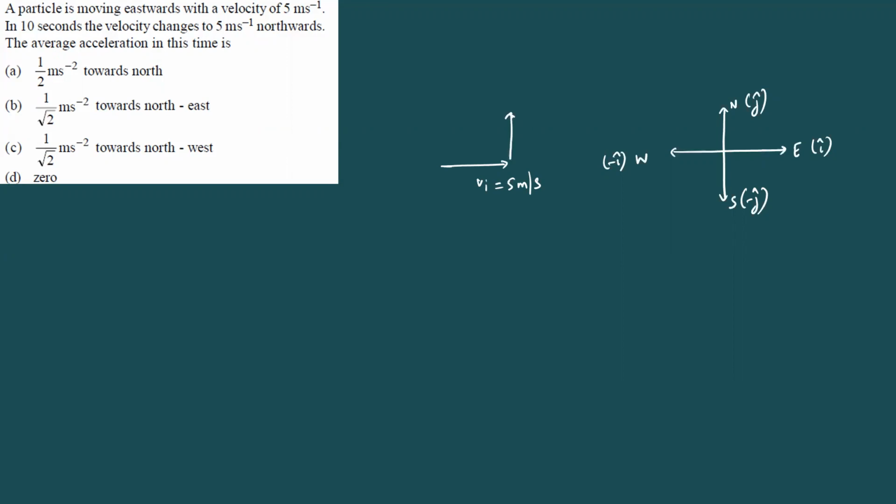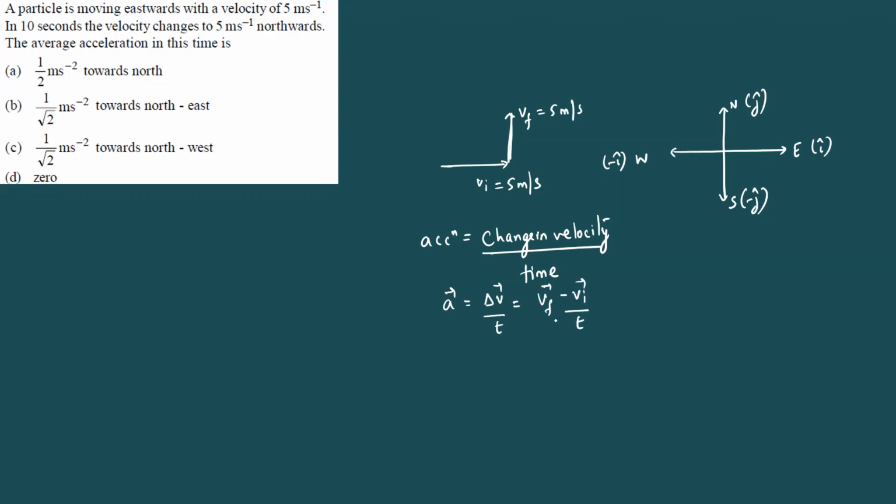North is this upwards. So this is the final velocity, and that is equal to 5 meters per second. Now we know the acceleration formula is nothing but change in velocity by time. What is the acceleration formula? Change in velocity divided by time. Now keep in mind that acceleration is a vector quantity, because here the direction changes. You have to be very careful. So acceleration, we can write it as change in velocity, which is delta v, divided by time. And delta v we have to write as v final minus v initial, divided by time, isn't it?